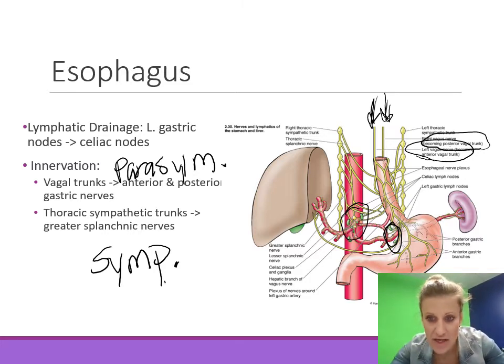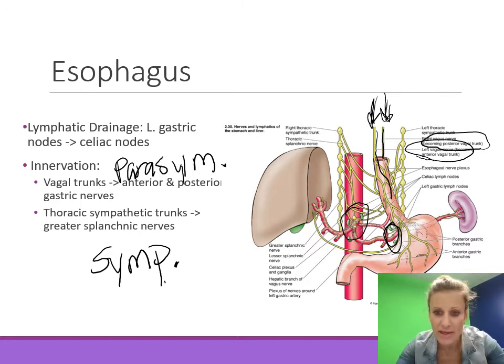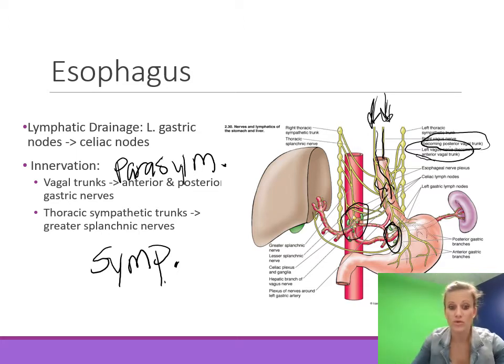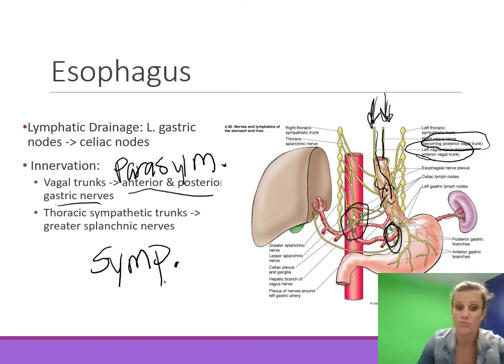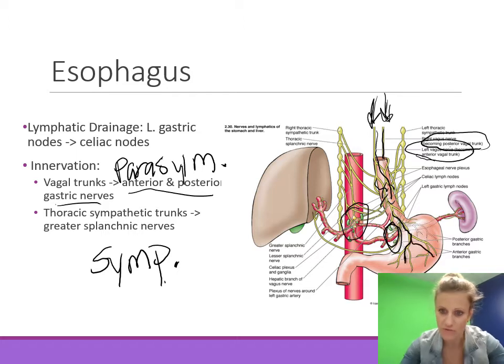But again, the left vagus nerve becomes the left vagal trunk, which is going to go down the front of the esophagus, and then the right goes down the back of the esophagus, and that gives way to the esophageal plexus, right, the nerves of the esophagus. And then again, those are going to turn into anterior and posterior gastric nerves. So the anterior vagal trunk goes into the anterior gastric nerves, which you'll see here all along the front of the stomach. The posterior vagal trunk becomes posterior gastric nerves, which these little dotted lines are representing in the back of the stomach. Okay, so that's the parasympathetic input to the esophagus and the stomach from the vagus nerve.